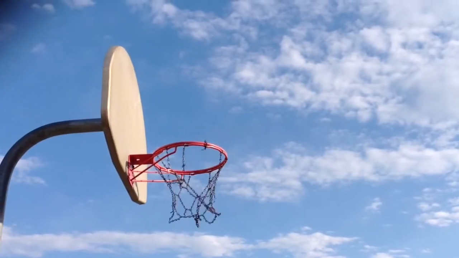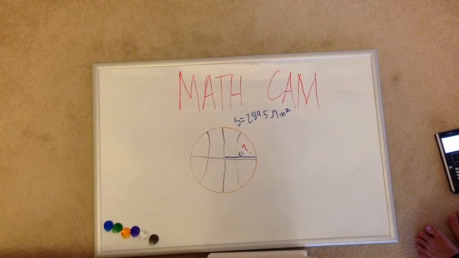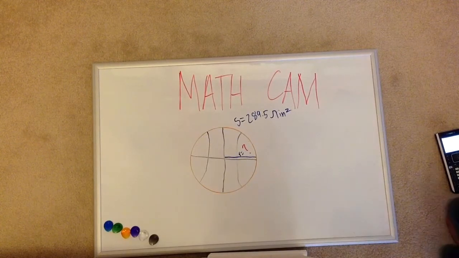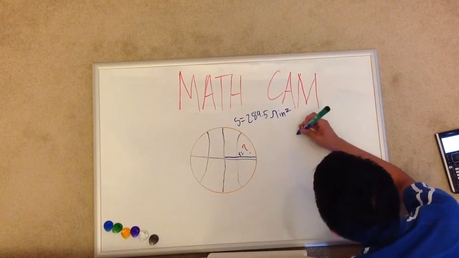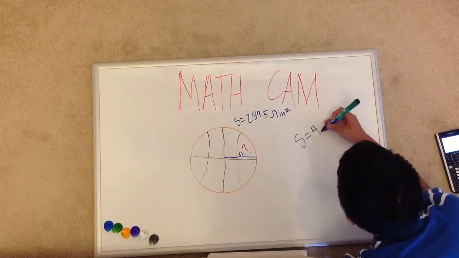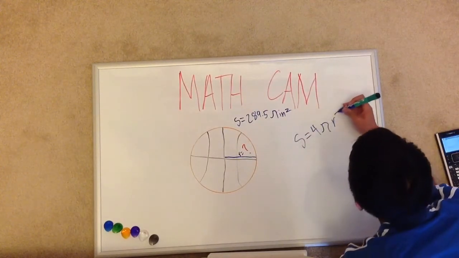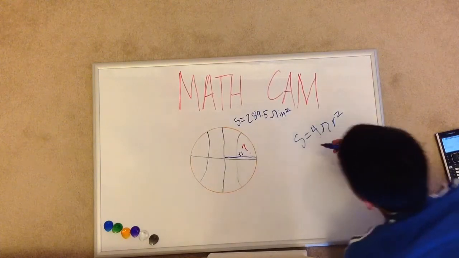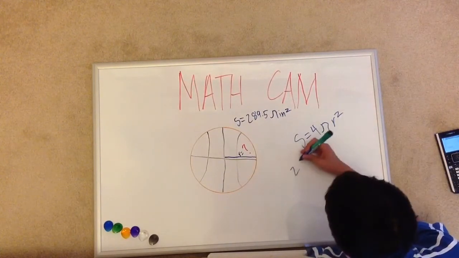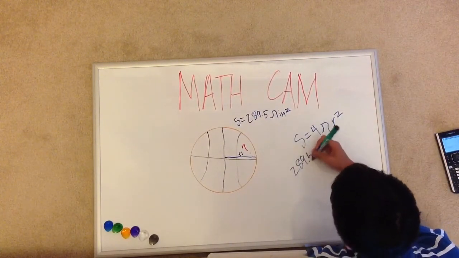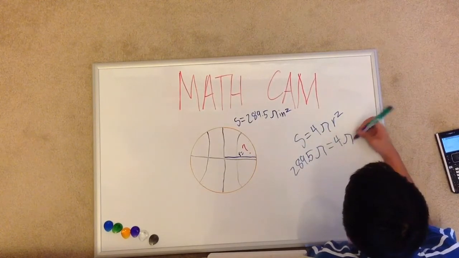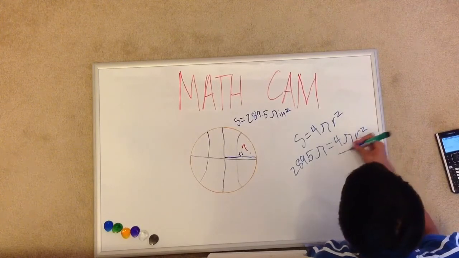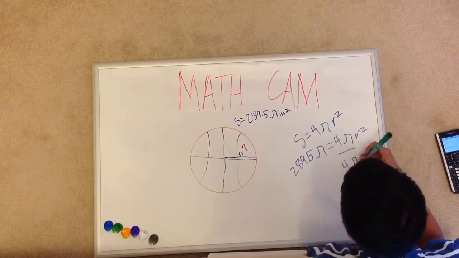Given that the surface area, and we need to find the radius. And as always, first we need to put down our formula. And so S is equal to 4 pi r squared. We are given the surface area, so we would put 289.5 pi is equal to 4 pi r squared. Then we would divide by 4 pi.